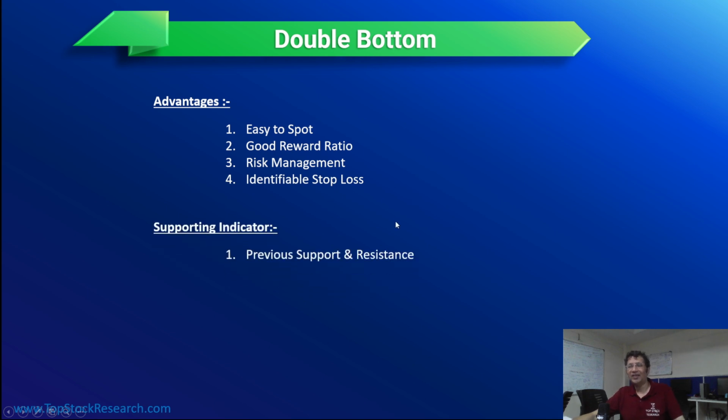You should use this as with any other indicator. If you get another support or another indication supporting this, well and good. For example, previous support and resistance level for double bottom, excellent, a supporting indicator. A good candlestick pattern like a gap up with volume and other things will be good.